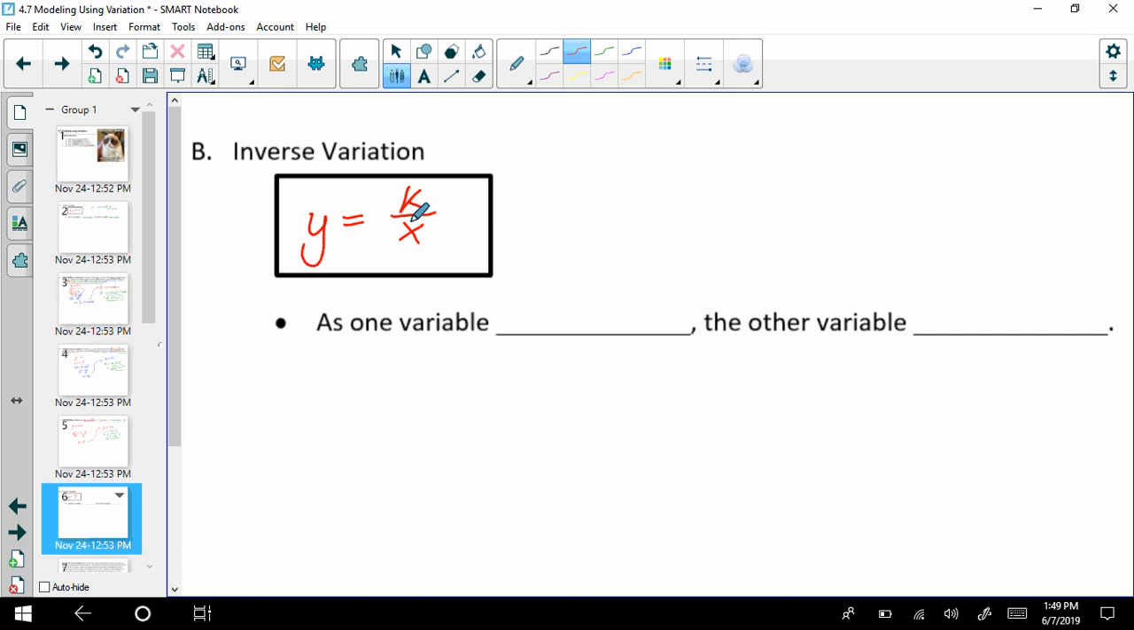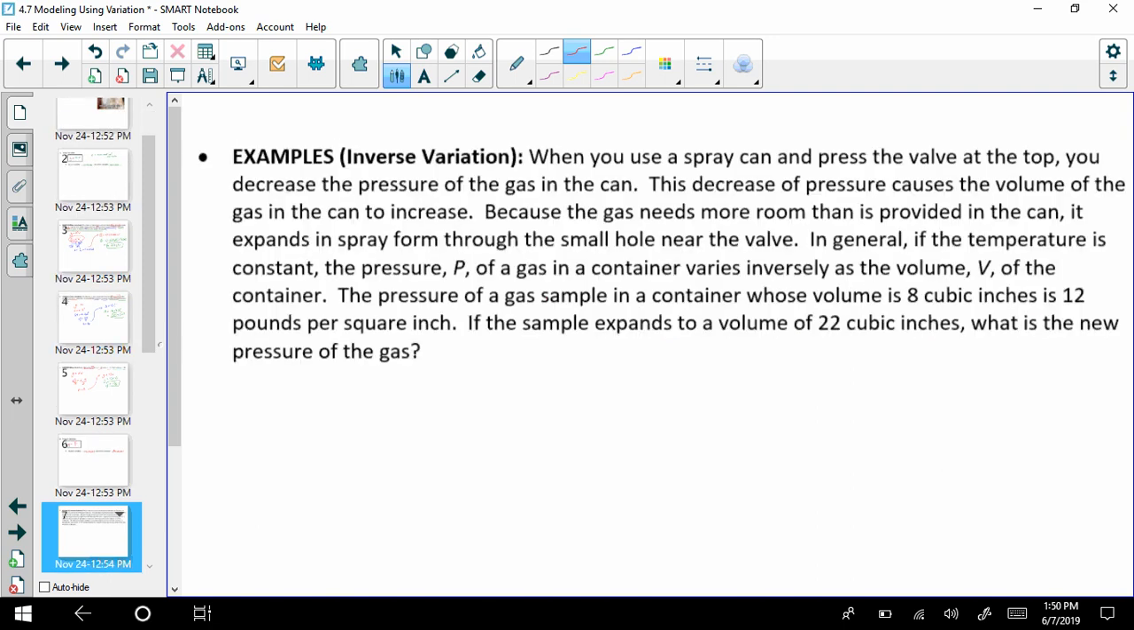And what ends up happening here, as one variable increases, the other variable decreases. So as one goes up, the other goes down. An example of this could be as the temperature decreases, the amount of clothing I wear increases. As one goes down, the other one goes up. So don't let these story problems throw you off. It looks like, oh my gosh, look at all of those words. We're going to pull the important stuff out of it.